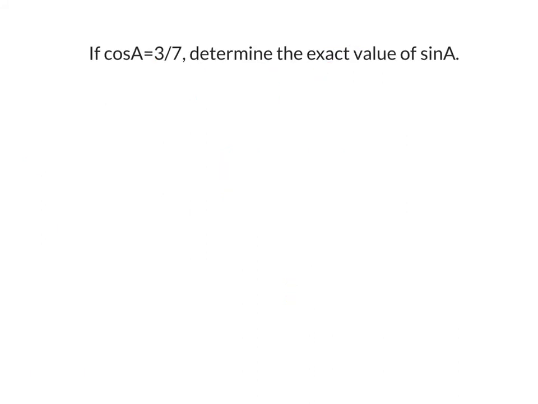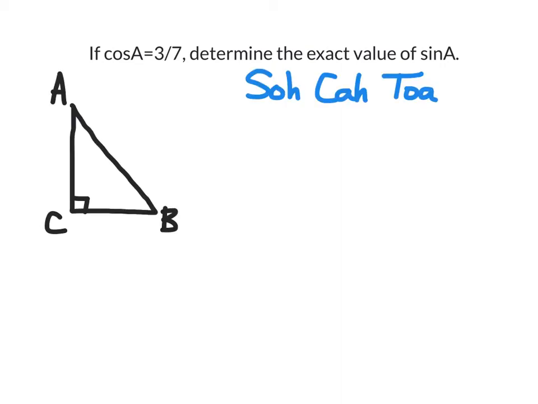I'll use the same method to solve this problem. I set up my diagram and I'm going to use SOHCAHTOA to find out where to put my numbers. The cosine of A is 3 over 7. So the adjacent side is 3 and the hypotenuse is 7.